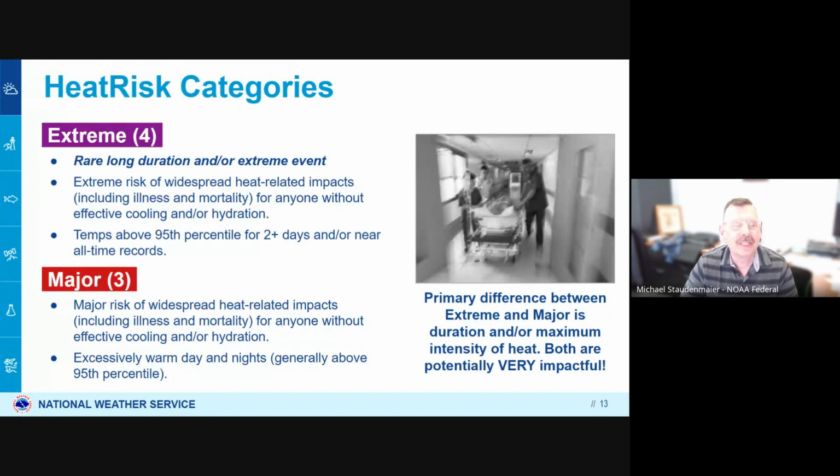The next category is the major level, colored red and numbered level 3. Again, you can read the words here, but the important takeaway is that there really isn't much difference between magenta and red days. Both magenta and red level events represent something in that top 5% of hottest days and nights in the climatological reference period for a location. But either the duration criteria or the extreme maximum temperature criteria weren't met for the red criteria to be augmented to magenta. Both categories are potentially very impactful.